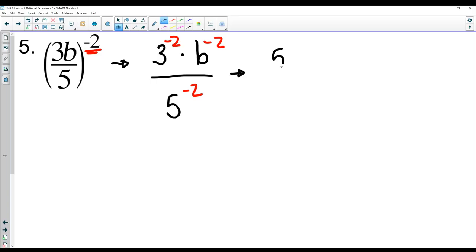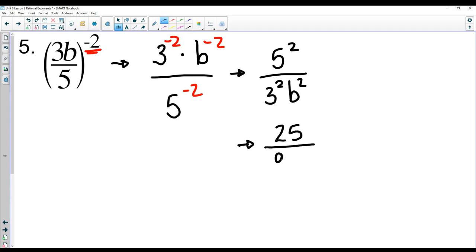So then taking a second to simplify this, this one's not too bad. We just get 25 over 9b squared. There's nothing else we can do with that one, so that is the final answer for that one.